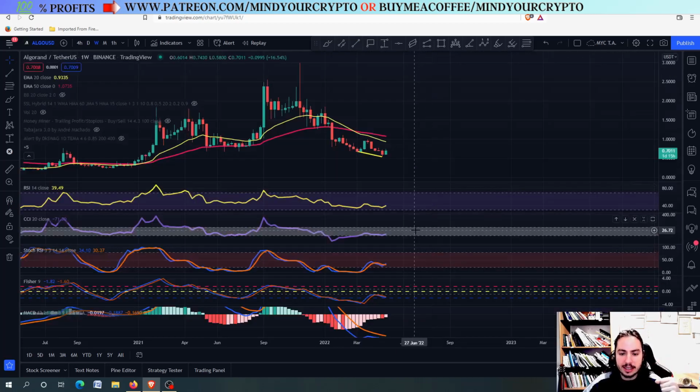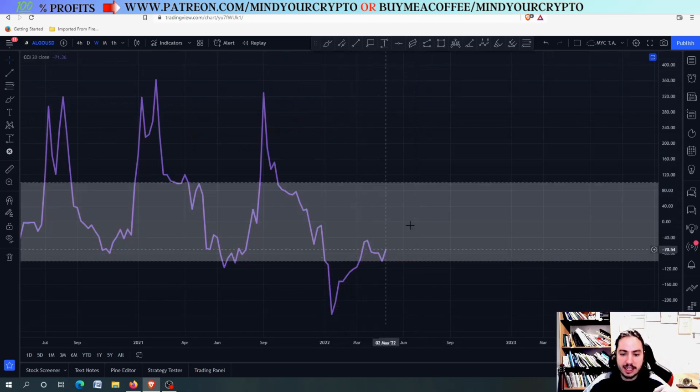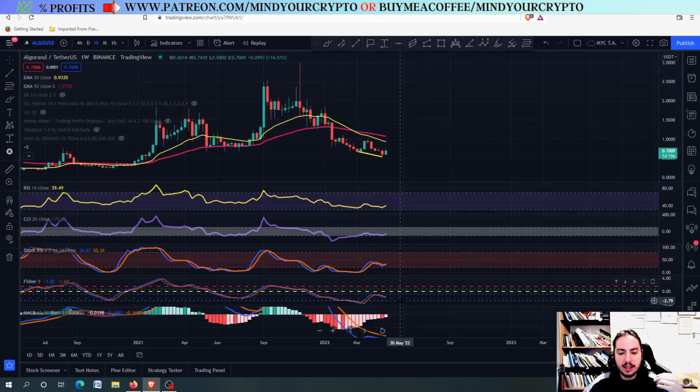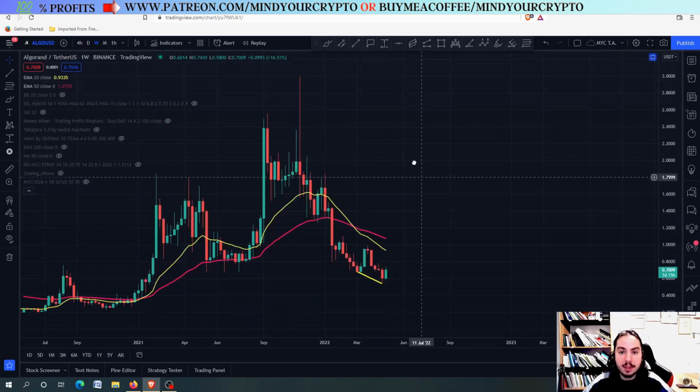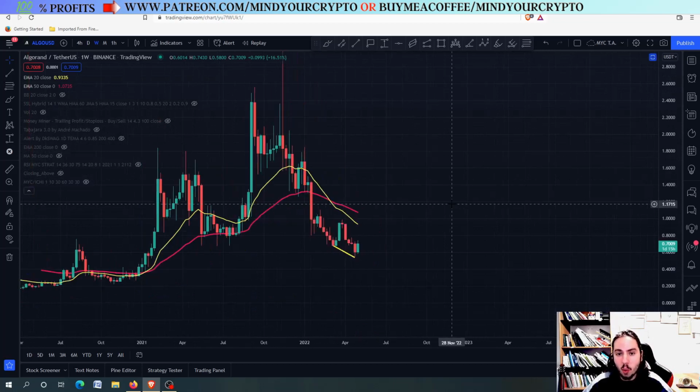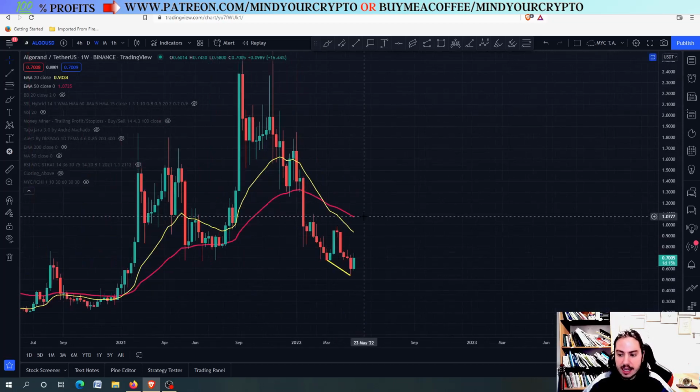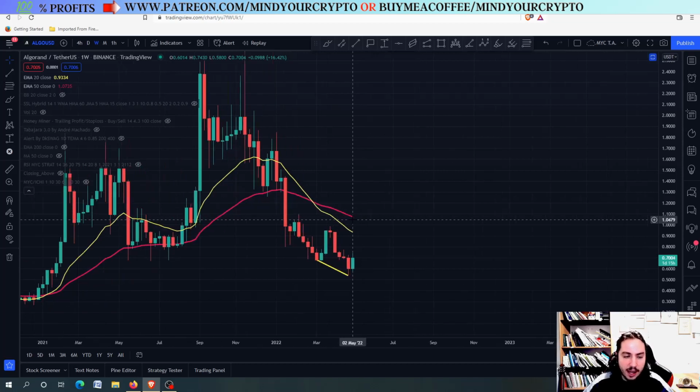And of course, you can see that on the weekly, we have the commodity channel index with a higher low as well. Same with the Fisher transform. And this is exactly what happened with AVE back then when we had a 35% and 40% pump within almost 1 day. For ALGO against USDT, we are at 0.70 for the time being. We are going to show some next price targets.